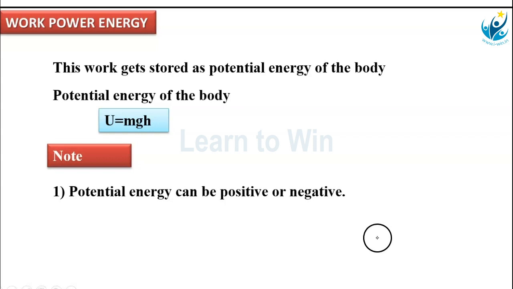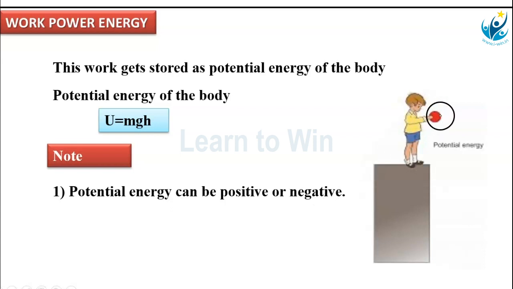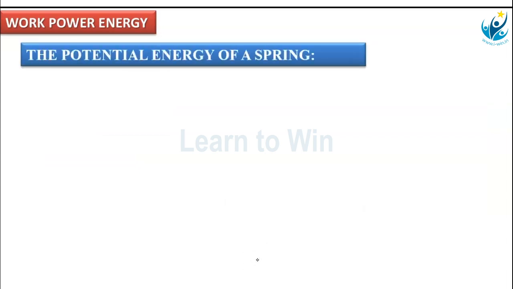This is about gravitational potential energy. What is the formula for gravitational potential energy? mgh. Due to its position, the energy possessed is what we call potential energy. The ball is at a certain height from the ground. The energy possessed by this ball is potential energy. The next one is the potential energy of a spring.